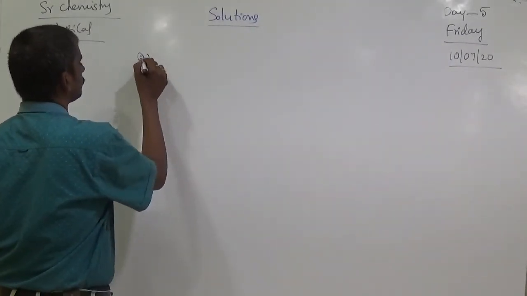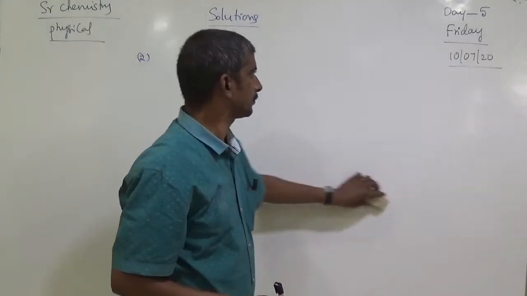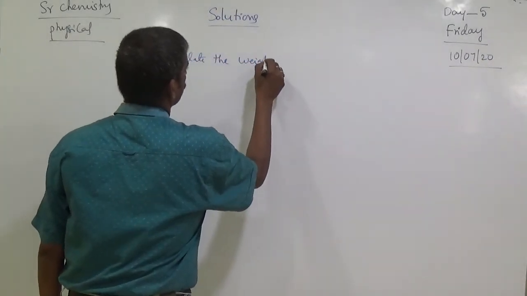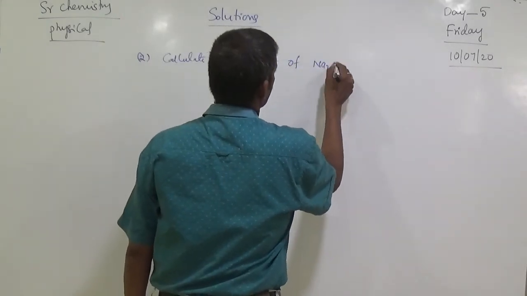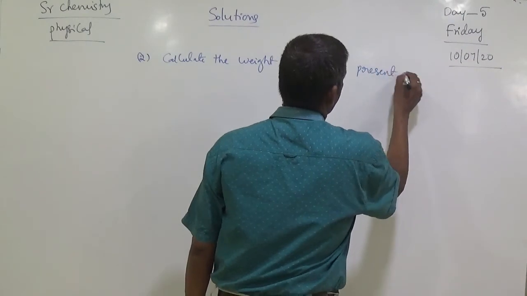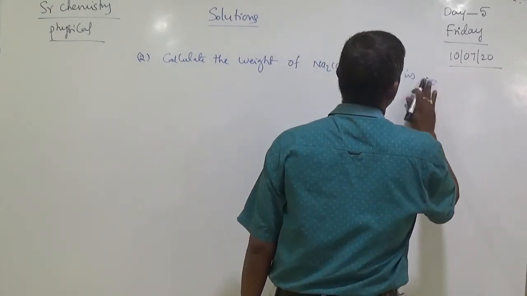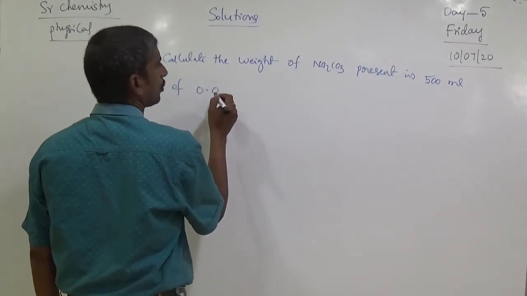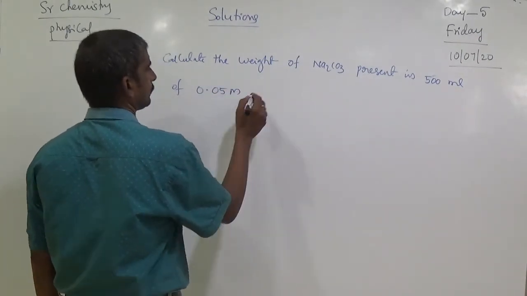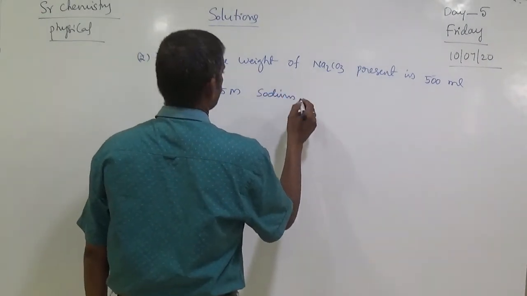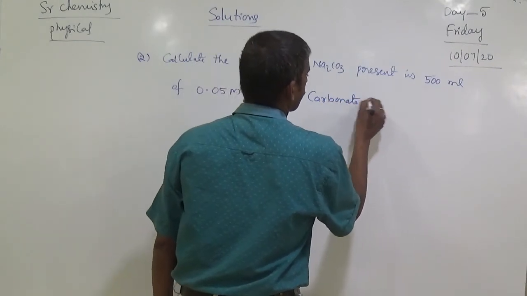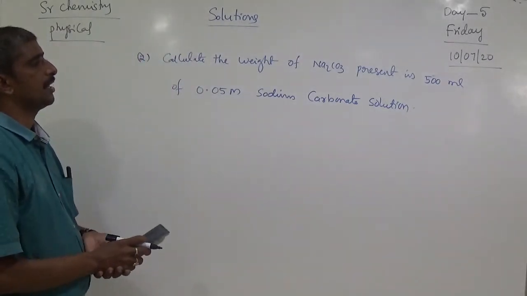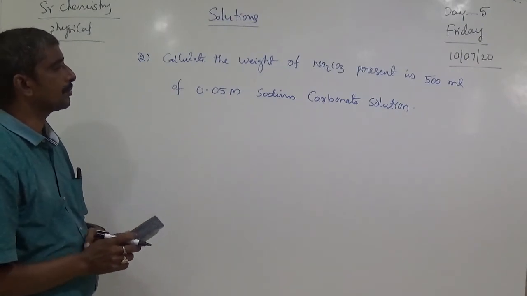And the second problem: calculate the weight of sodium carbonate present in 500 ml of 0.05 M sodium carbonate solution.